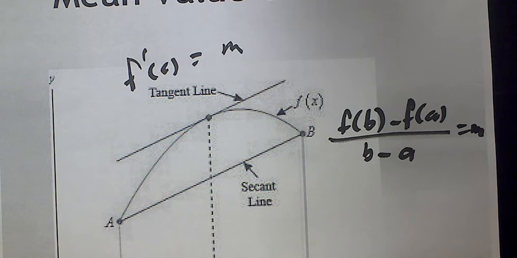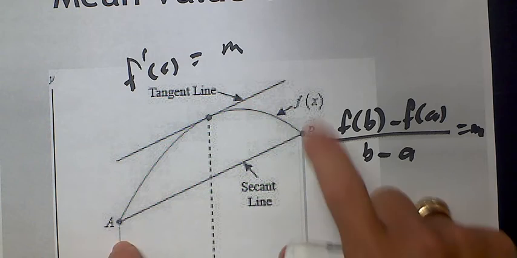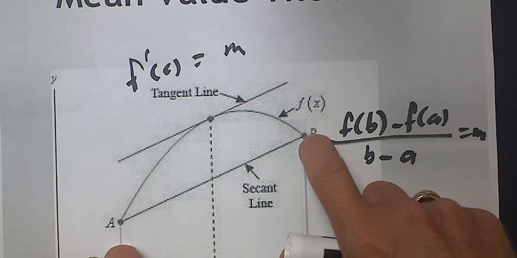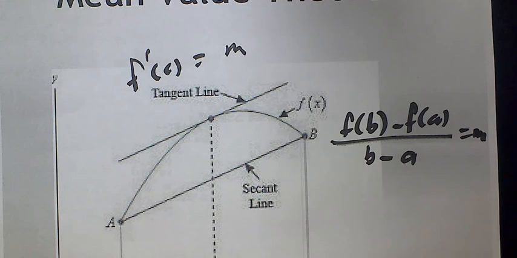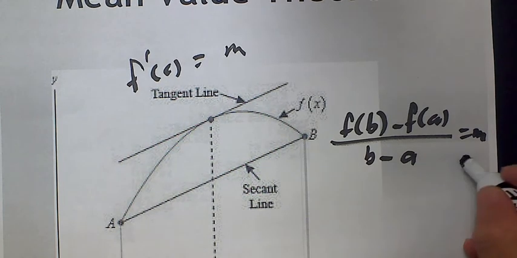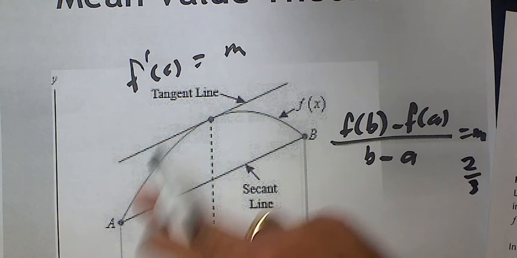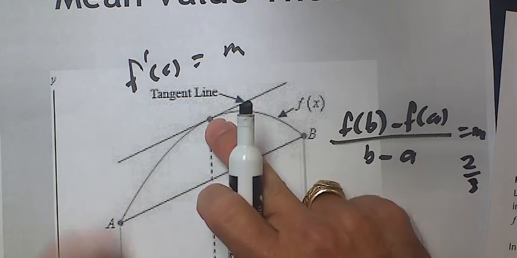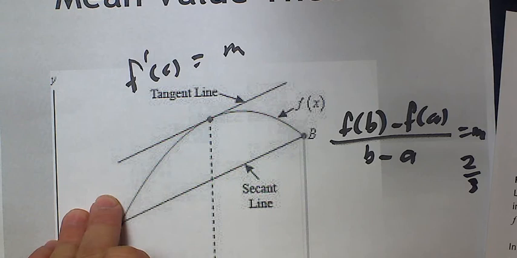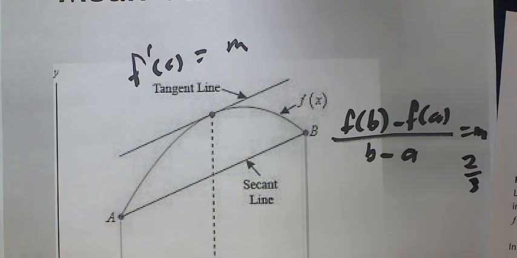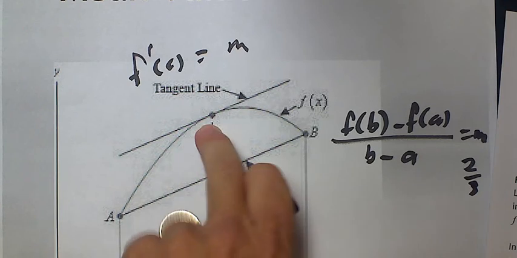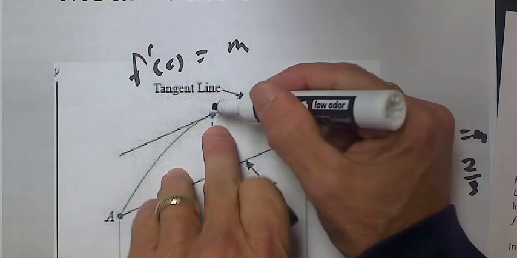So that's the mean value theorem. Find the slope through A and B, whatever that number is. Let's just pretend this is 2/3. Somewhere in between here is a C that has a slope of 2/3 as well. A calculus slope of 2/3, an instantaneous slope of 2/3. The instantaneous slope at this point is 2/3.